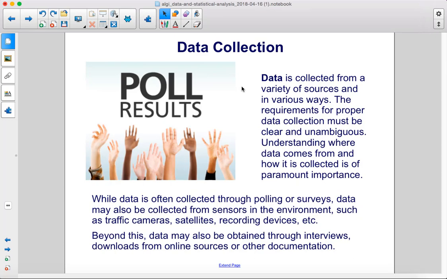The requirements for proper data collection must be clear and unambiguous. Understanding where data comes from and how it is collected is of paramount importance. While data is often collected through polling or surveys, data may also be collected from sensors in the environment, such as traffic cameras, satellites, recording devices, etc. Beyond this, data may also be obtained through interviews, downloads from online sources, or other documentation.